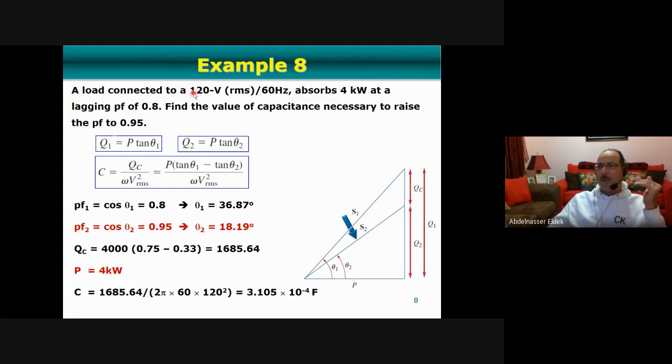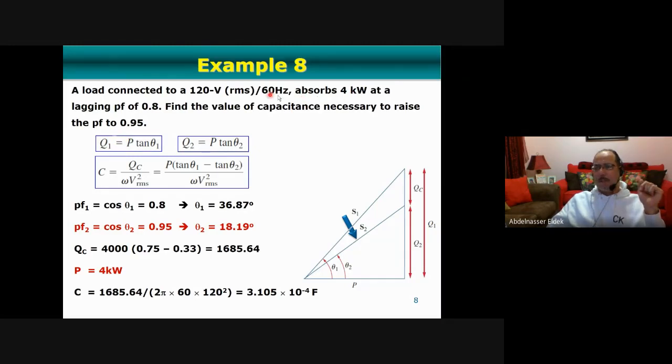To explain this more, let us take this example here. Assume that we have a load connected to 120 volt, root mean square value, and 60 hertz. By the way, this is the voltage that we have in the United States. We have almost 110 volt, usually, root mean square value. So 110 is not the maximum, it is the root mean square value. So the maximum is 110 times square root of 2. So this is the voltage, and it absorbs 4 kilowatt. 4 kilowatt, this is what? This is P, this value here. P is 4 kilowatt.